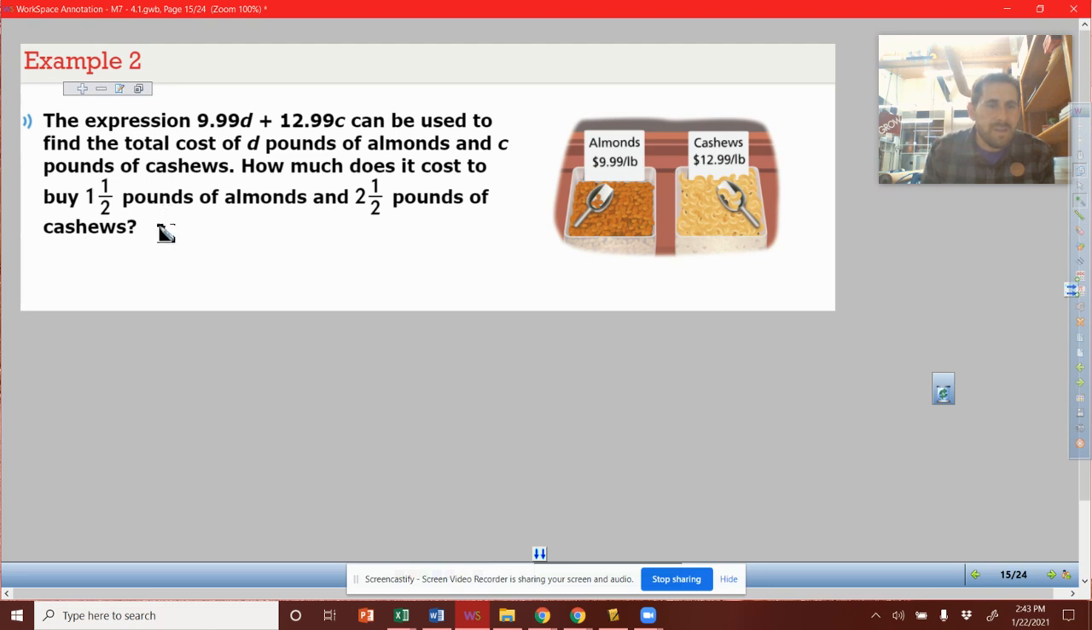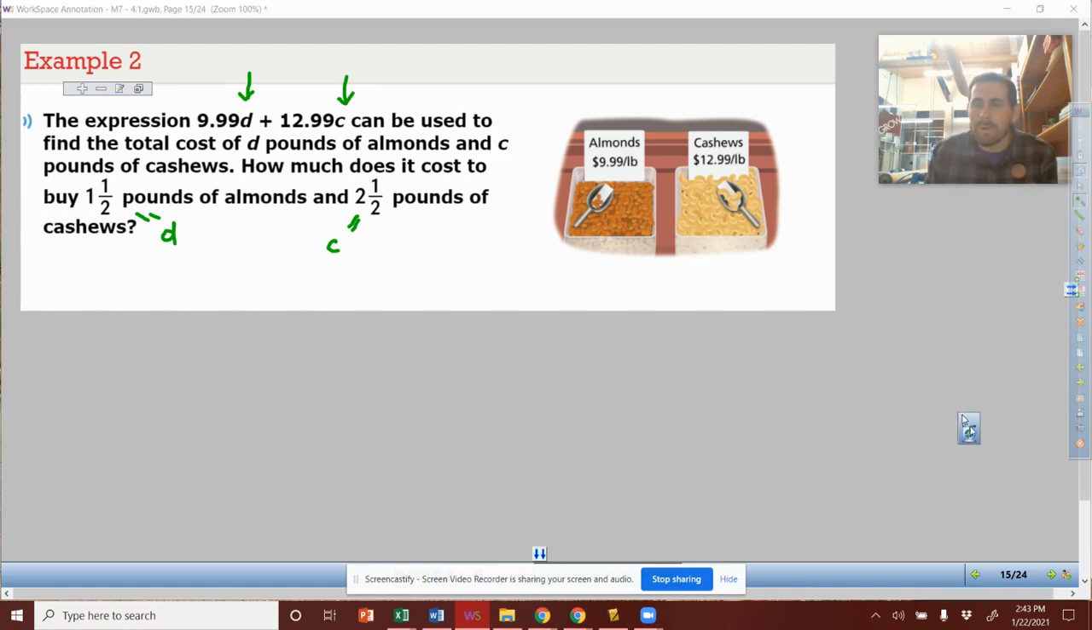So really, we're taking 1.5 and substituting that in for D, and we're taking 2.5 and substituting that in for C. So where you see them in the equation, that's all we're doing. Can you evaluate an expression by substitution?